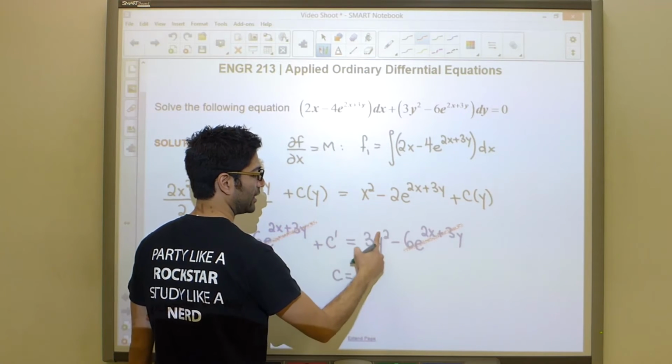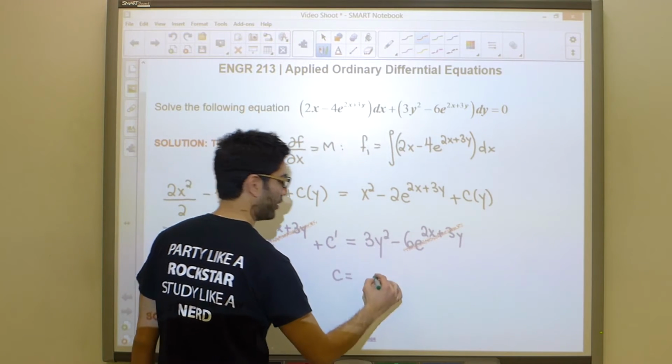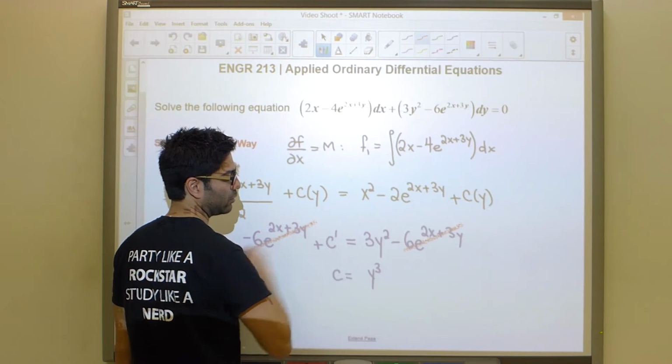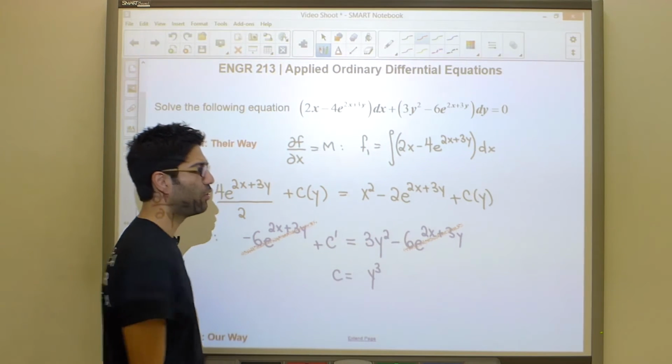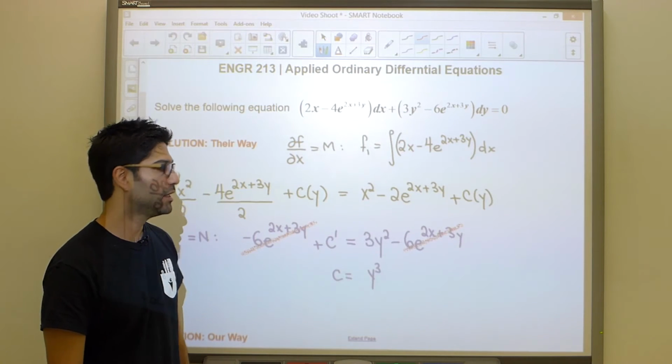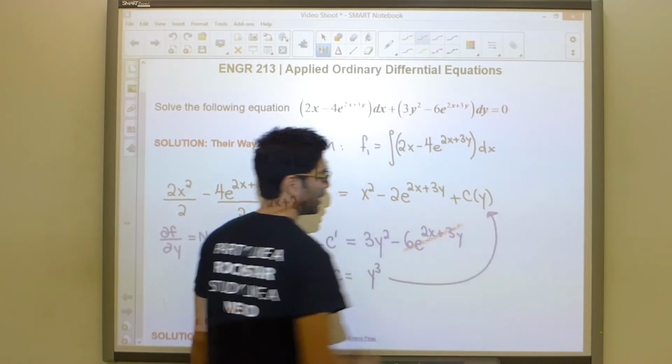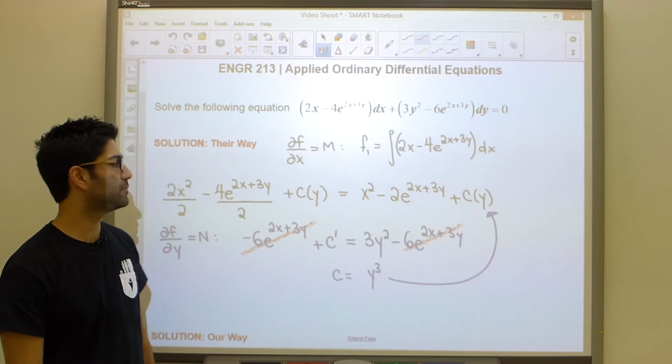If we were to integrate this, we would add 1 to the power here. It would become y cubed divided by 3, which would cancel with this 3. So c is simply y cubed. All that remains is to take this and plug it back in here, and then write out your final answer.